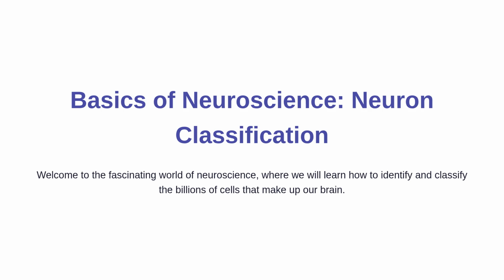Welcome to this lecture on the basics of neuron classification. The human brain is one of the most complex structures in the known universe, and to understand how it works, we first need to understand its building blocks. By the end of this video, you will know exactly how scientists categorize these incredible cells and why this classification is absolutely vital for both basic biology and modern medicine. Let us begin our journey into the microscopic world of the nervous system.